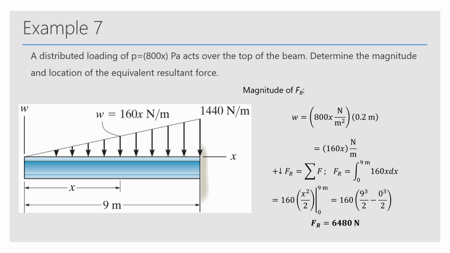And now that we have the actual equation for the distributed load, we can use the integral from 0 to 9 of that w equation we found to get a final resultant force of 6,480 newtons.